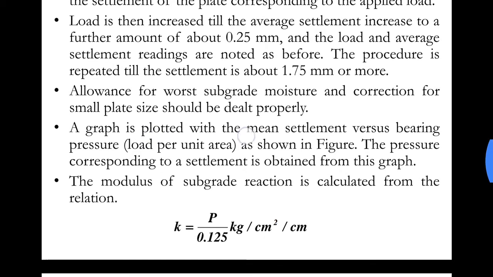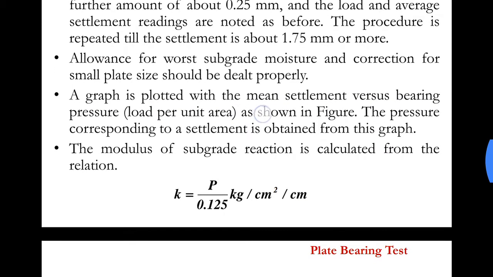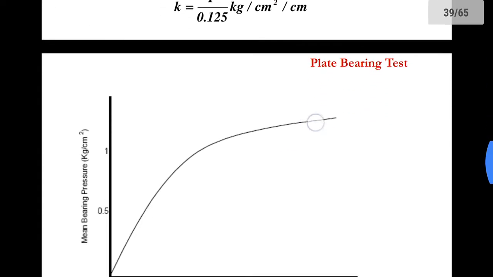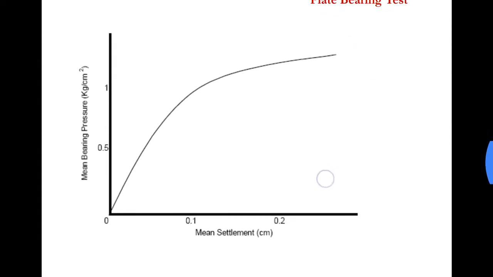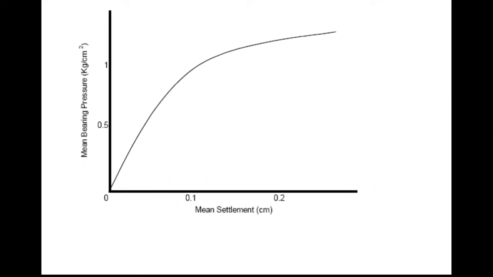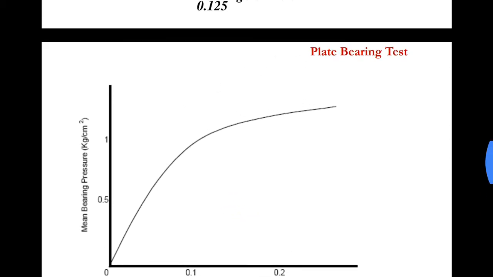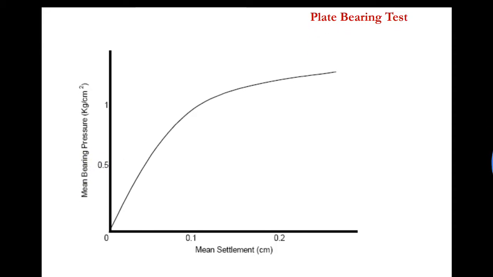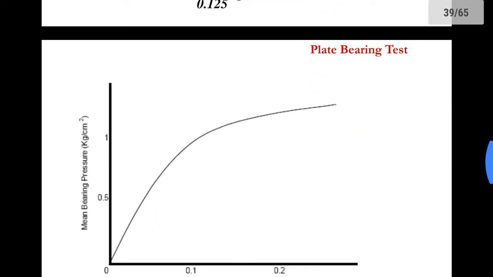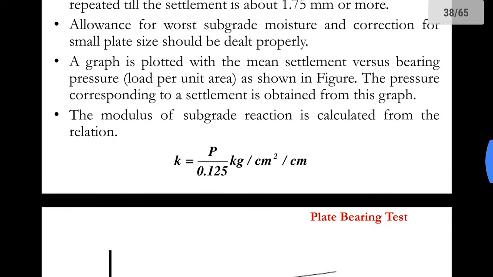A graph is plotted with the mean settlement versus bearing pressure or load per unit area as shown in the figure. Now, as shown in this figure, along the x-axis we are recording the penetration or the mean settlement values in centimeters, and the bearing pressure is being recorded along the y-axis. Once you plot this graph, you will get this type of a shape.